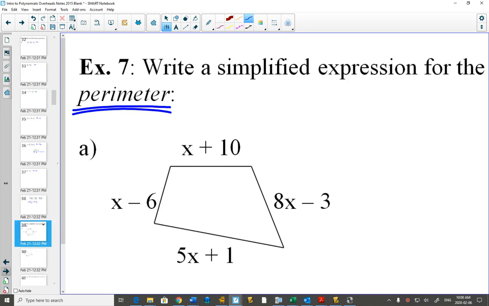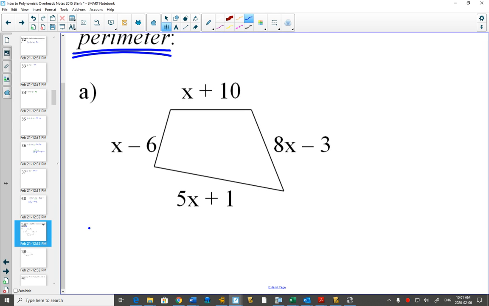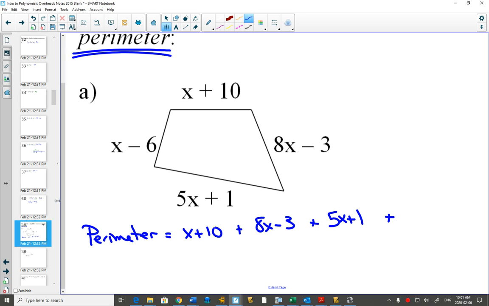And so if you want to find the perimeter, all you need to do is add up this side plus this side plus this side plus this side. So if I wanted to write that out, my perimeter would equal this side, x plus 10, plus this side, 8x minus 3, plus this side, 5x plus 1, plus this side, x minus 6. And sometimes, I'm going to do them in green. Sometimes teachers will put, or students will put brackets around each one separately so that you can really see you're adding one plus the next one plus the next one plus the next one.